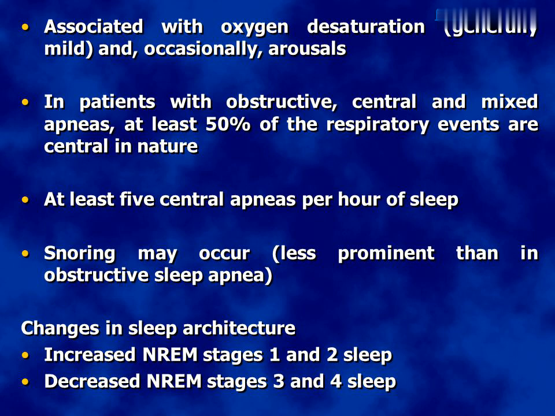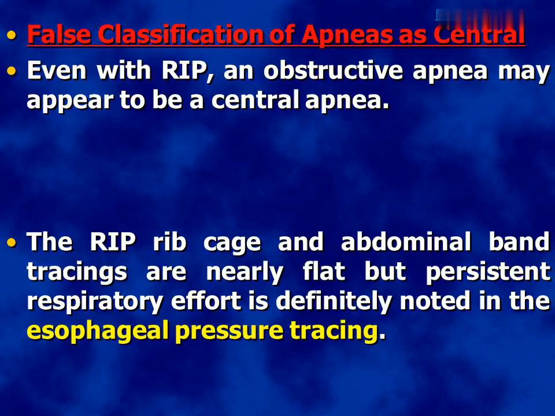Changes in sleep architecture: increased NREM stages 1 and 2 sleep, decreased NREM stages 3 and 4 sleep. False classification of apneas as central: even with RIP, an obstructive apnea may appear to be a central apnea. The RIP rib cage and abdominal band tracings are nearly flat, but persistent respiratory effort is definitely noted in the esophageal pressure tracing.